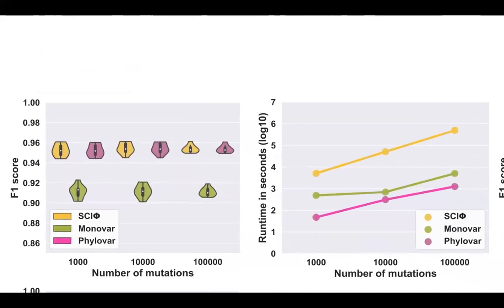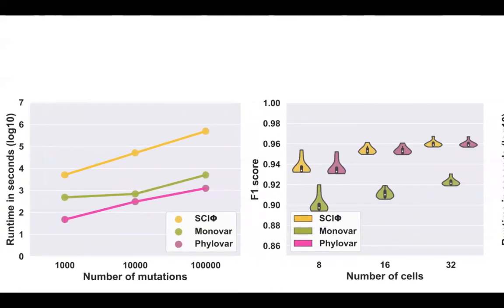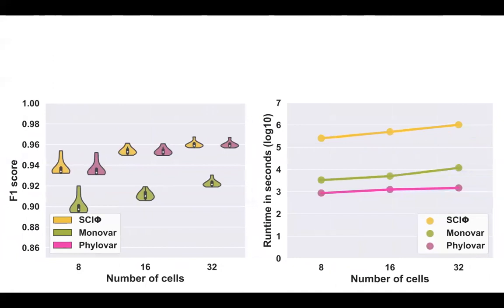We simulated 16 cells with 1,000, 10,000, and 100,000 mutations. Here, the number of sites in the simulated genome was 1,000 times the number of mutations. As you can see, Phylovar was as accurate as SciPhy, but 3 orders of magnitude faster. We next changed the number of cells from 8 to 32 with 100,000 mutations in each simulated dataset. Here, the accuracy of Phylovar was comparable to SciPhy, but it was 2 orders of magnitude faster.